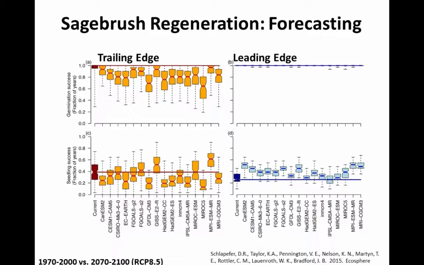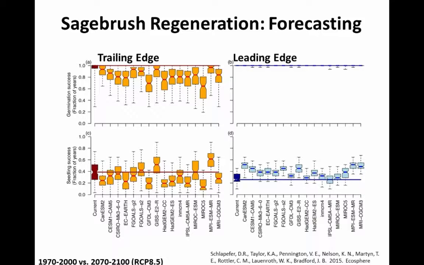In the leading edge, all the models, current and future, suggest germination still is not a problem. And actually, we see increases in the probability of observing conditions that would support survival to the first year in this leading edge. So these places are actually getting more similar to places that are currently occupied by sagebrush.